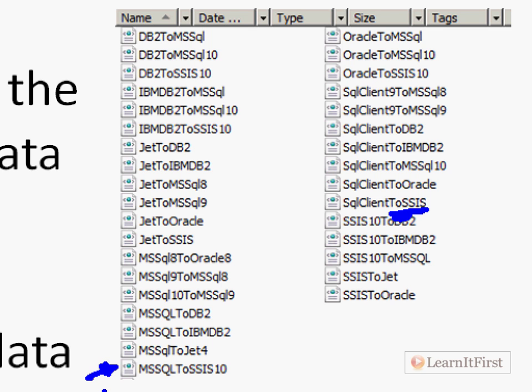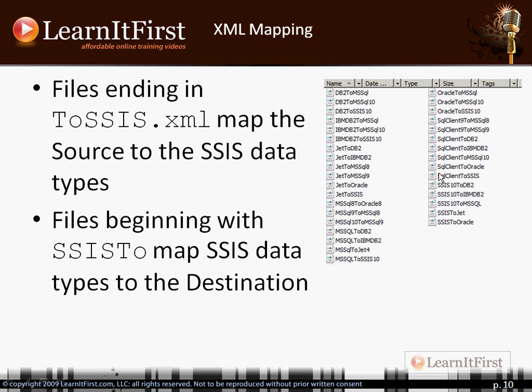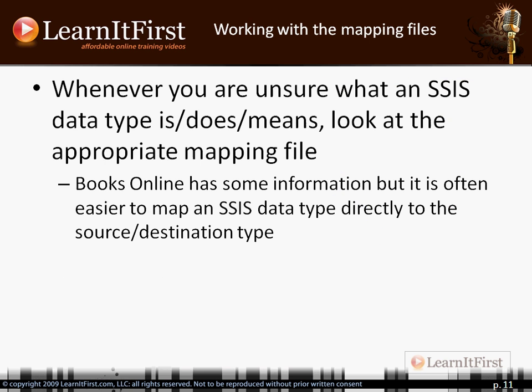In the next video, I'm going to walk you through finding the mapping files, showing you what's in them, showing you how you can change them if something doesn't work in the wizard. So it's good to know about these XML mapping files because that keeps me from having to go to Books Online too much, which isn't a problem.